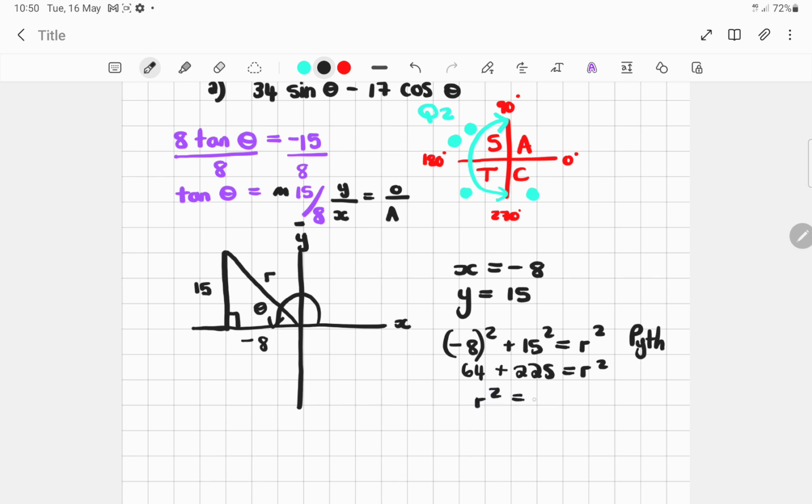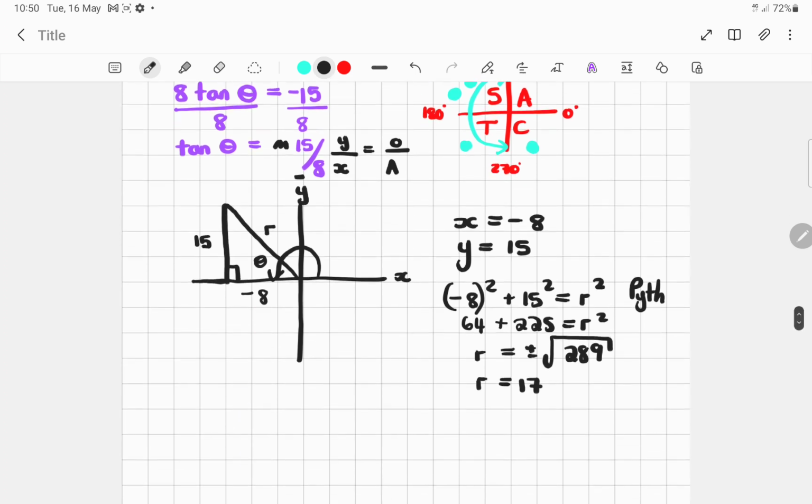So r squared is equal to, let someone take the square away already. So r is equal to plus minus the square root of 289. But because it's a ray, it's always a positive. And the square root of 289 gives you 17. Okay, a beautiful 17. So that's another nice Pythagorean triplet: 8, 15, and then 17.